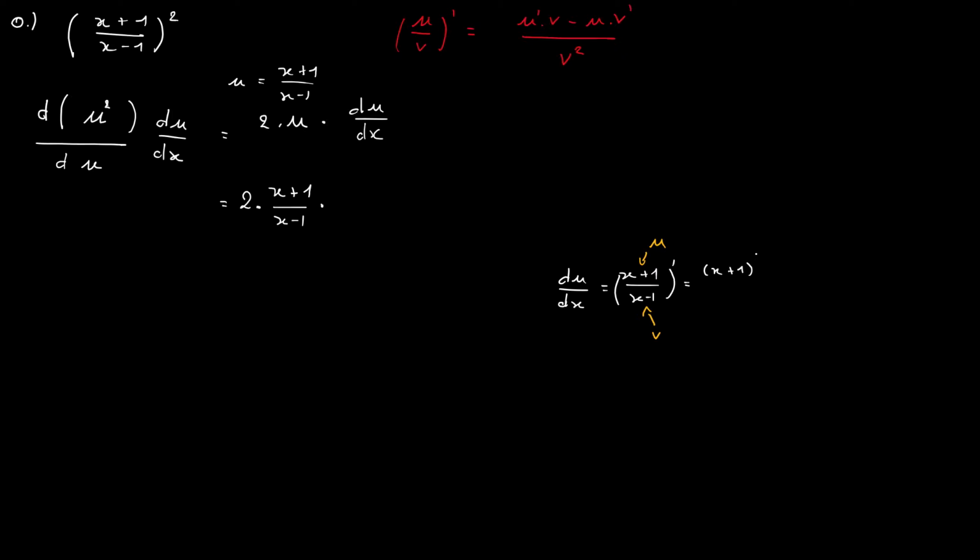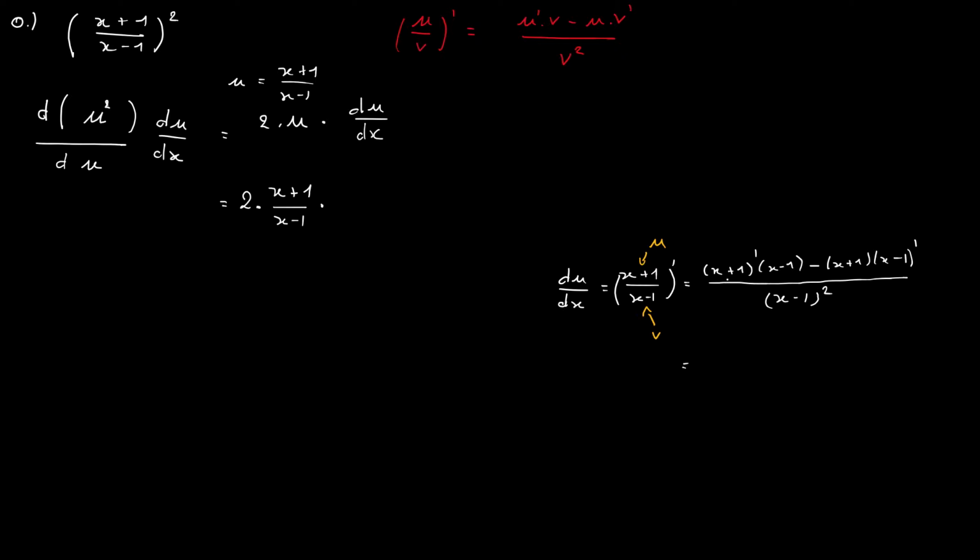The derivative of x plus 1 times x minus 1, minus x plus 1 times the derivative of x minus 1, and all of that over x minus 1 squared. Okay, let's rewrite it a little bit.